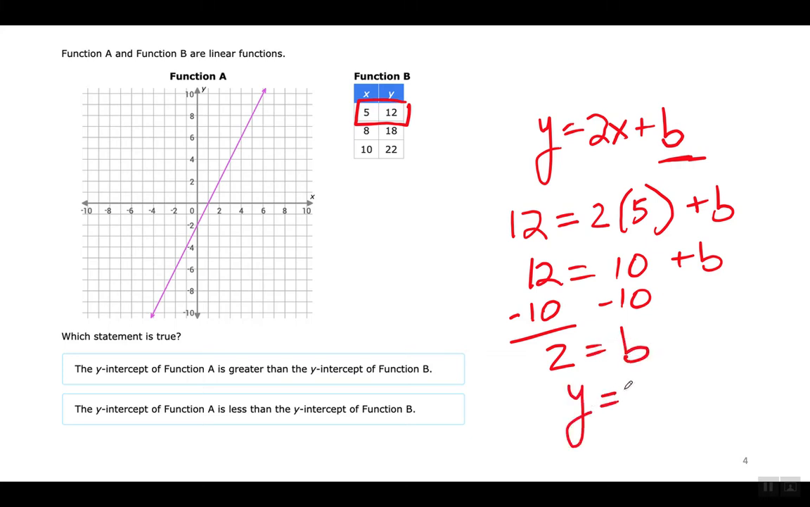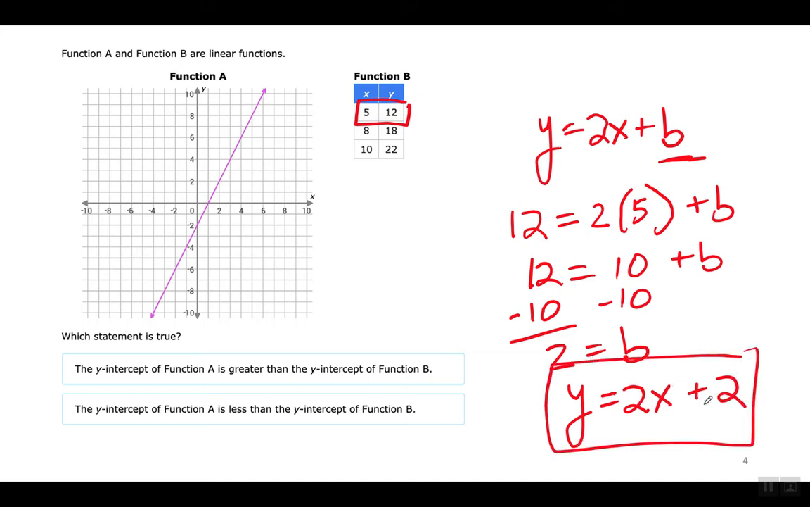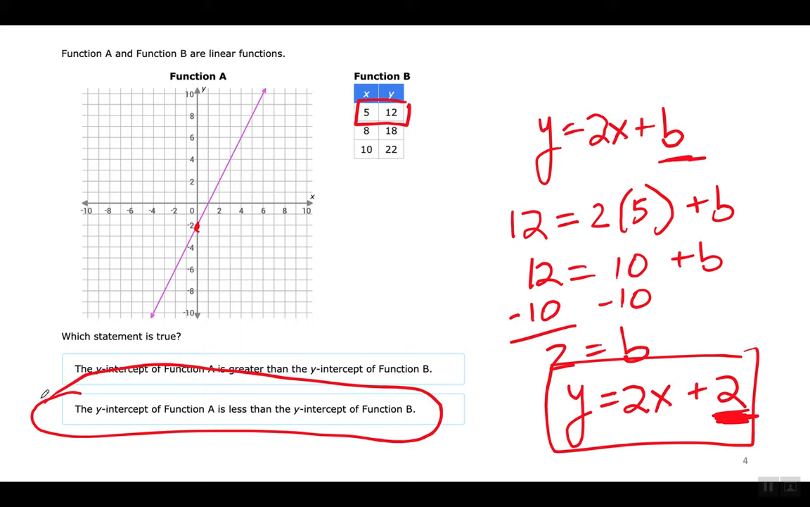Alright, so the equation for function B is y equals 2x plus 2. The plus 2 is the y-intercept, okay? So the question is, which y-intercept is greater? This one's negative 2. This one's positive 2. So the y-intercept of function A is less than the y-intercept of function B, okay?